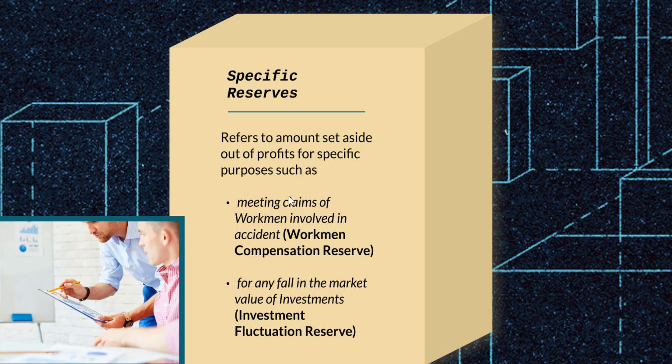So a specific reserve refers to amount which is set aside of profits but to meet specific purposes, and examples of such specific reserves will be workmen's compensation reserve and investment fluctuation reserve.